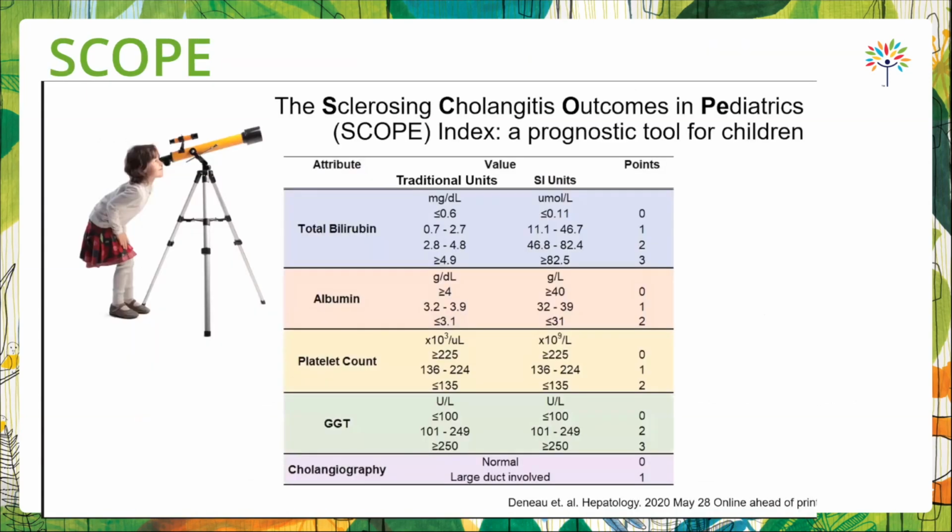So just to give you an idea of the scope index, here's the sort of things that we're measuring and dividing them into categories, giving people points, and then depending on how many points you get, you'll be able to work out what the risk of progression is, just to help you do a little bit of planning.